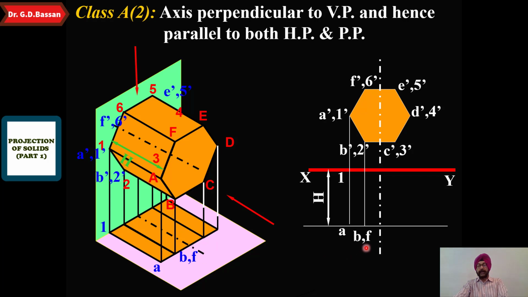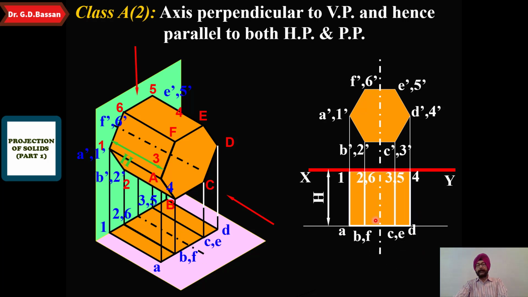Okay, so that would be B and F, and this will be 2 and 6, that is C and E here, 3 and 5 will be here. Okay, D is here, so D will be projected from here, and 4 will be on the opposite side, that is 4 here. Join all these points and we are getting the top view of this particular solid when we are keeping the axis perpendicular to VP, so obviously your axis is parallel to the horizontal plane as well as parallel to your profile plane also. Okay, this is the second case.